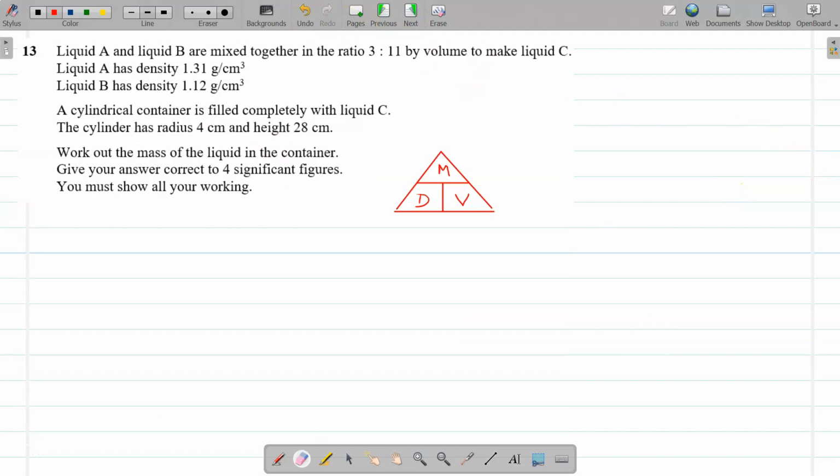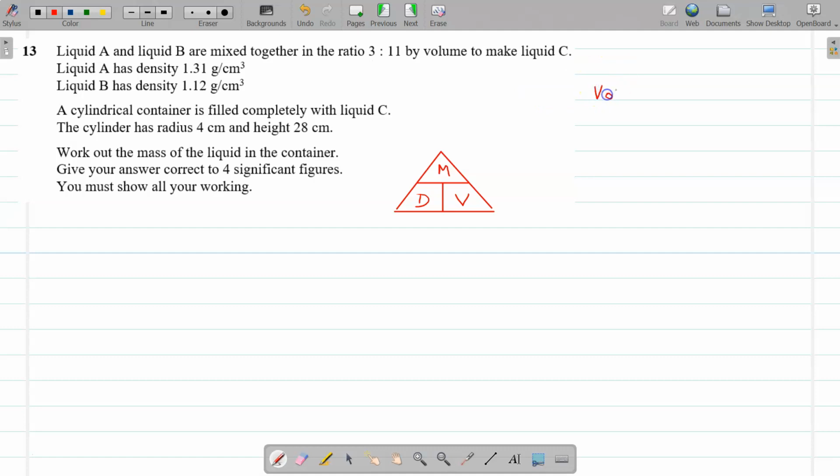Next. Okay, this question concerns finding the mass of a liquid in a cylindrical container. And the liquid's made of 2 different liquids mixed together, each with a different density. And we're going to work this out in several stages. So the first thing I'm going to do is find the volume of this container C.